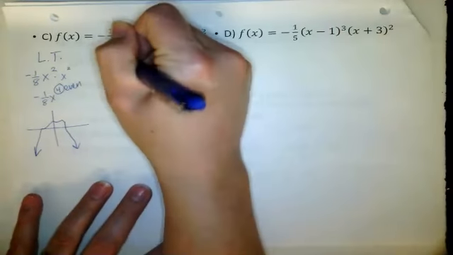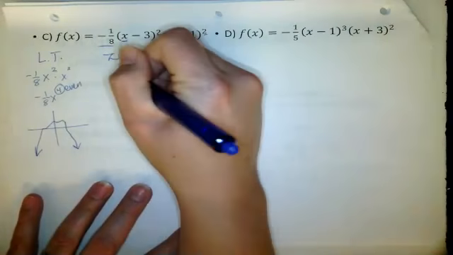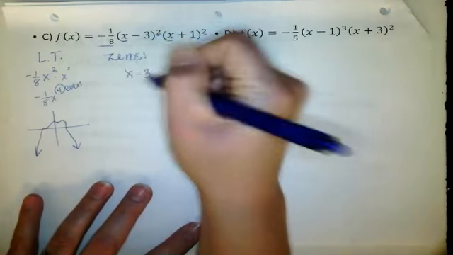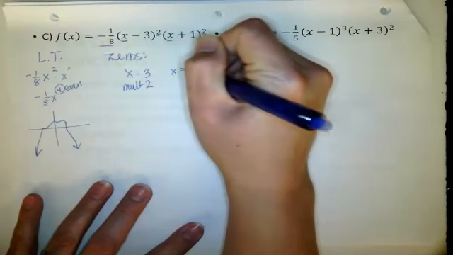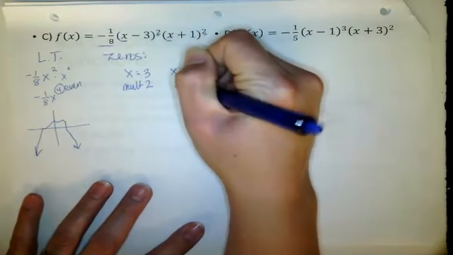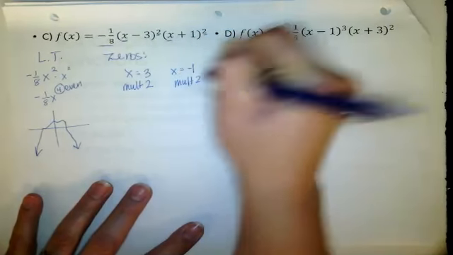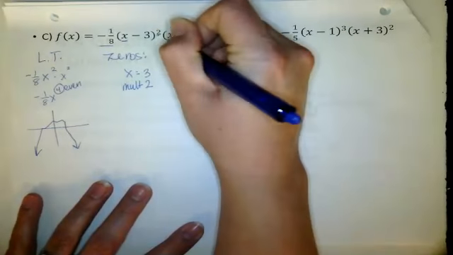All right, what are the zeros? x equals 3, multiplicity 2, and -1, multiplicity 2. Good. x equals -1, multiplicity 2. Why? We know that just because it's being repeated, the power there.